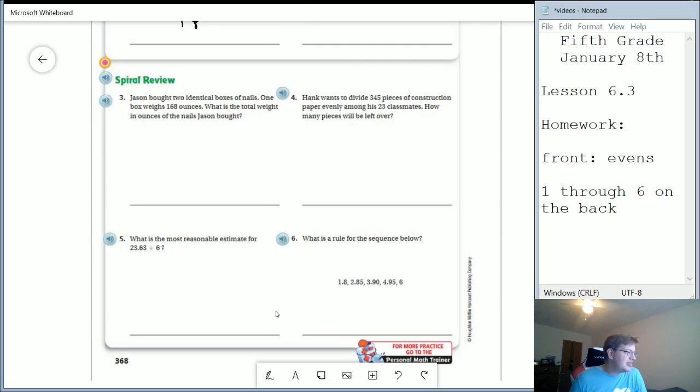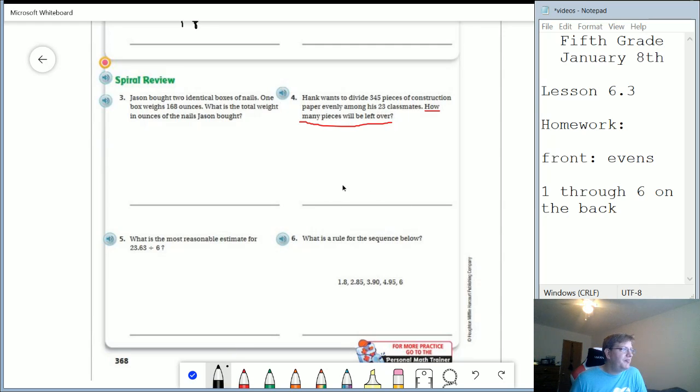This one, we want to divide. We are going to do an exact answer. Our answer that we write down is how many pieces are left over. So when I do my division problem for 345 divided by 23, the answer that I'm putting is what the remainder is going to be. This is going to be my answer, okay? This is the answer, not this part, okay?